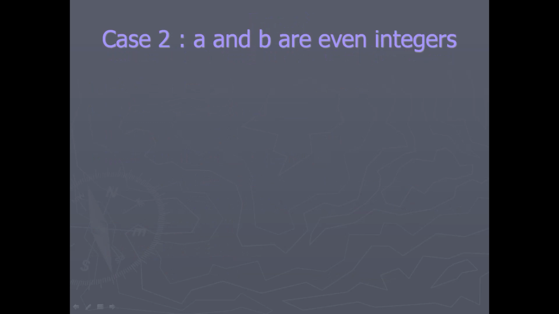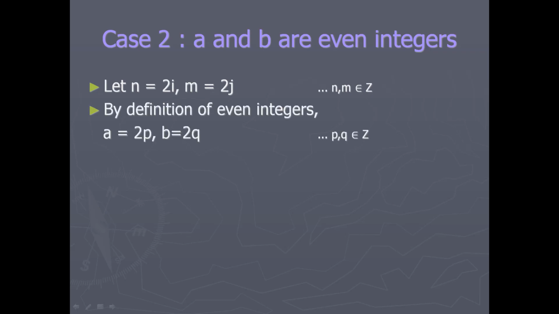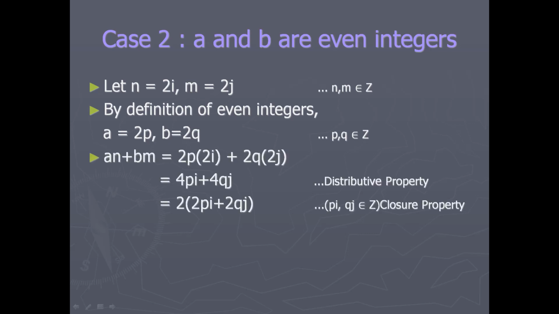Now my case 2 says that a and b are even integers. So by the definition of even integers, I've taken n equals to 2i and m equals to 2j, where n and m are integers. So by definition of even integers, I've taken a equals to 2p and b equals to 2q, where p and q are integers.